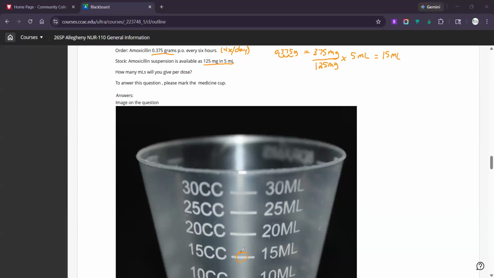Either mark it here with that pointer on Blackboard, or if you're doing this on paper, you might want to draw a line across the cup. There's a variety of different ways that you might need to answer that.